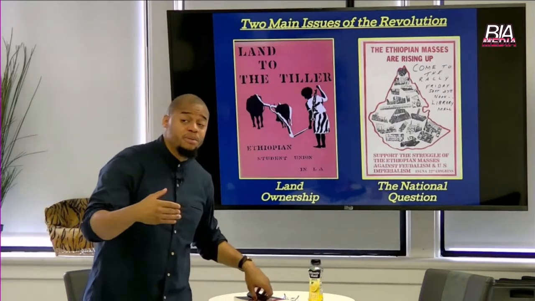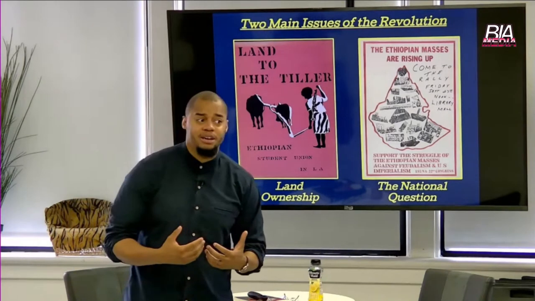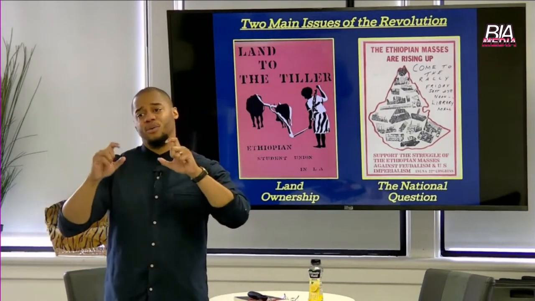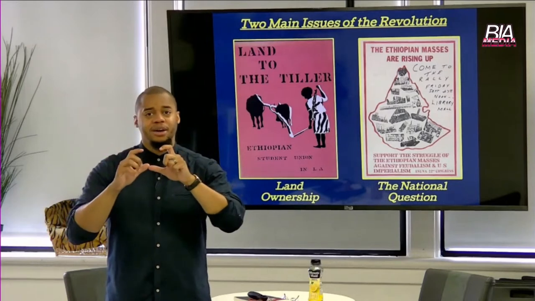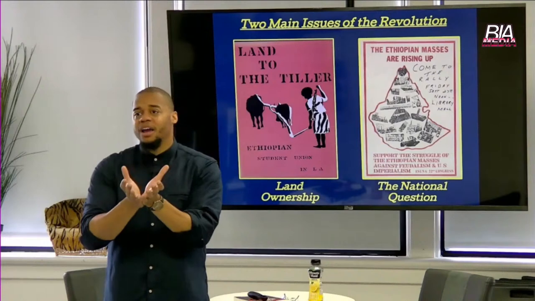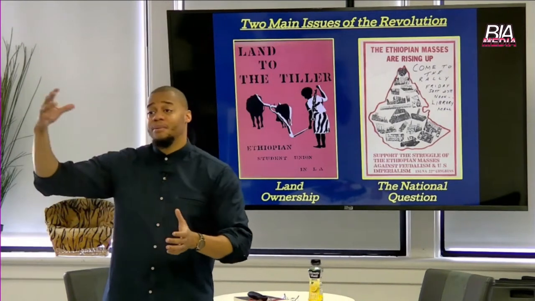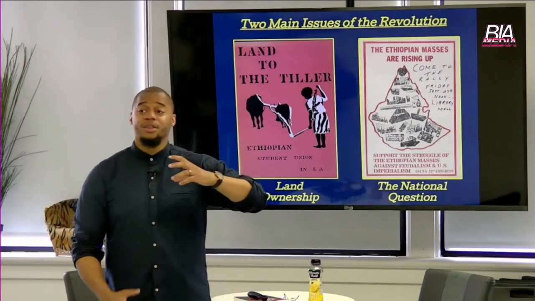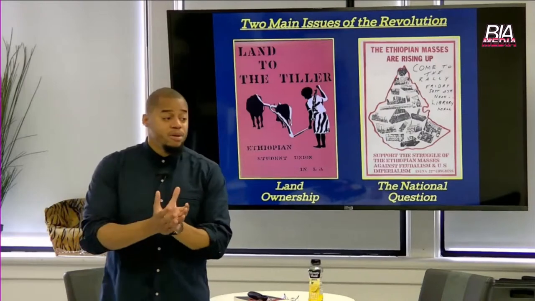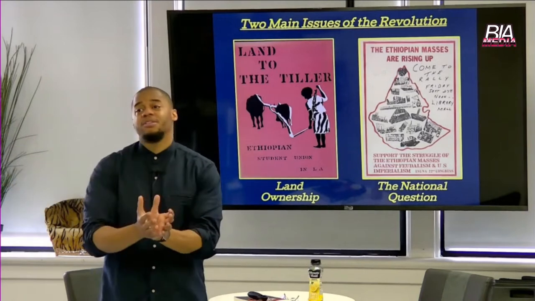Because Ethiopia was an empire that was recently built, that was built in the late 1800s, you had the national question. Some people said, we don't really want to be a part of Ethiopia. We want our area to be independent. We want the Somali part of Ethiopia to be a part of a greater Somaliland. We want the Oromo-controlled part of Ethiopia to be its own country. We want to separate. We want Eritrea to be its own country. We don't want to be a part of this empire anymore.